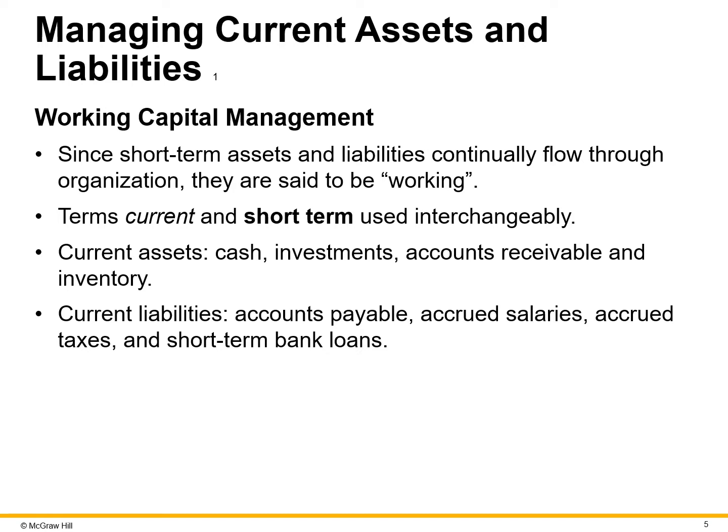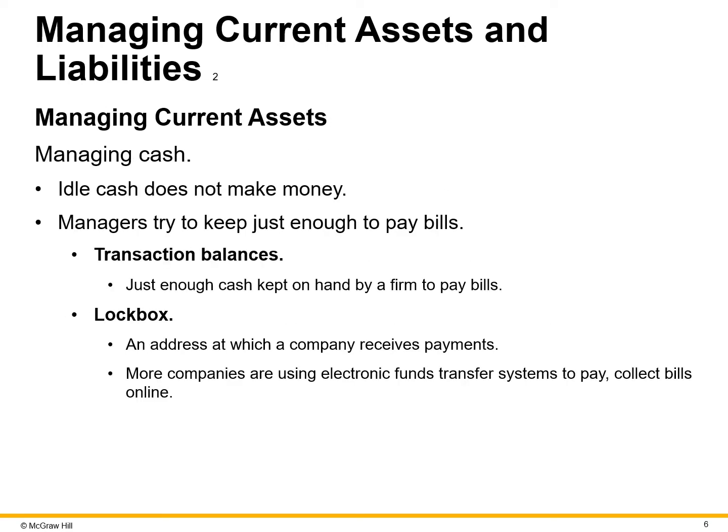Current assets include cash, investments, accounts receivable, and inventory. Current liabilities are short-term debt obligations: accounts payable, wages payable, taxes payable, and notes or loans payable. Current and short-term assets are often used interchangeably. Short-term financial management is sometimes called working capital management because current assets and liabilities continually flow or work through the organization. The goal of financial managers who manage current assets is to maximize the return on those assets.